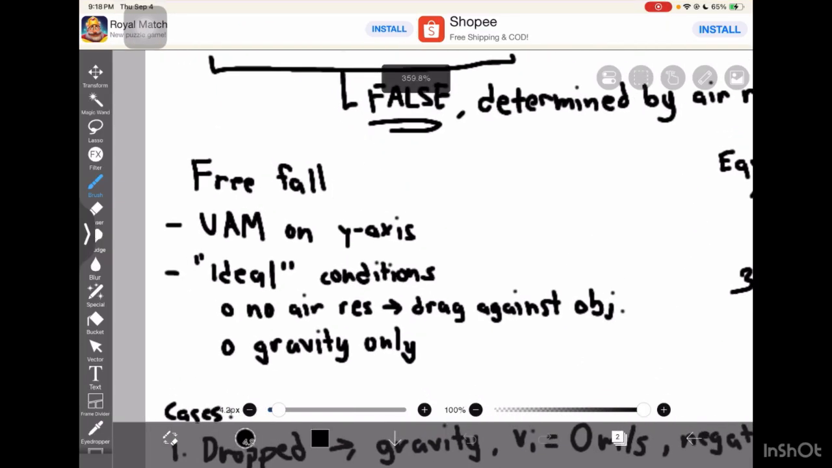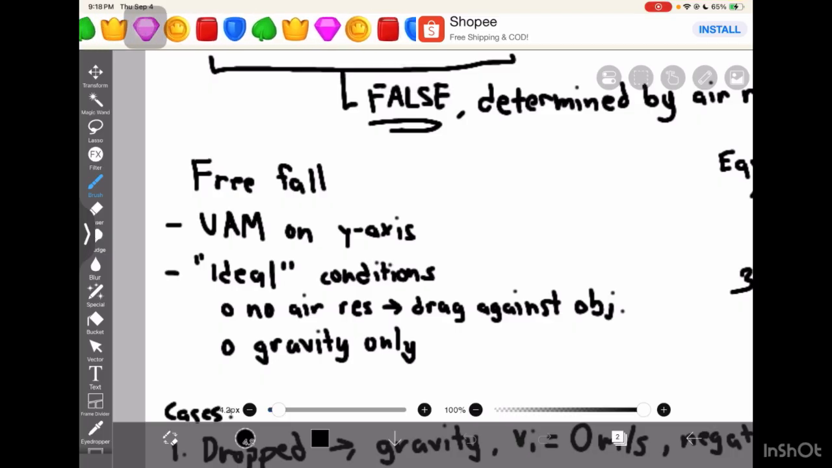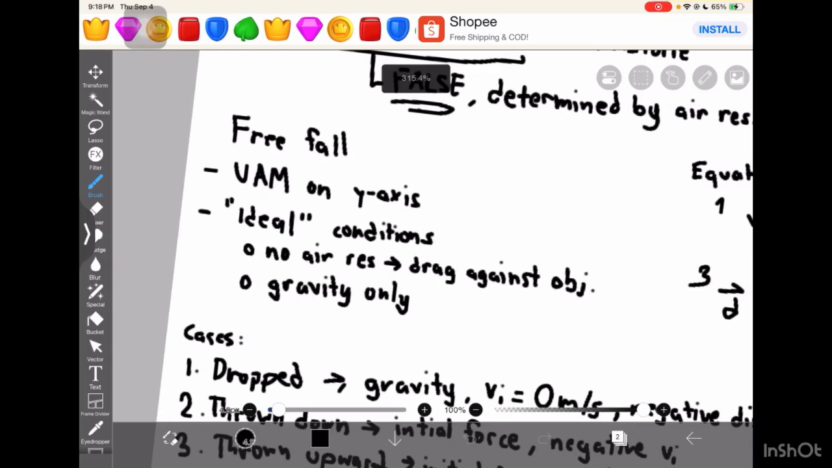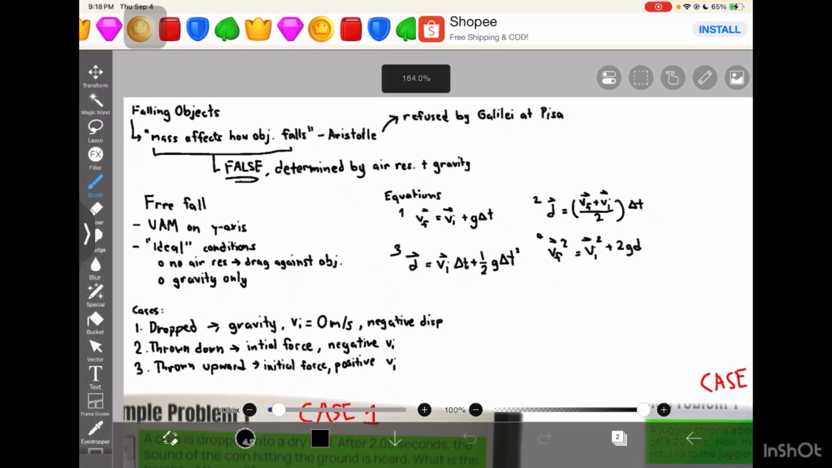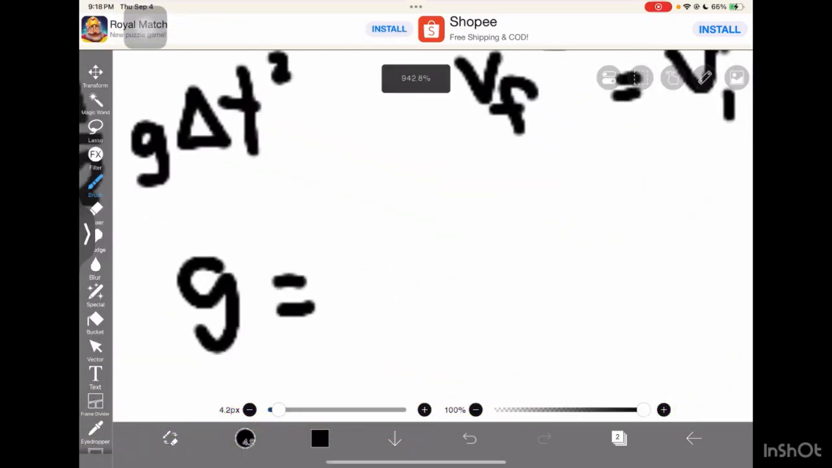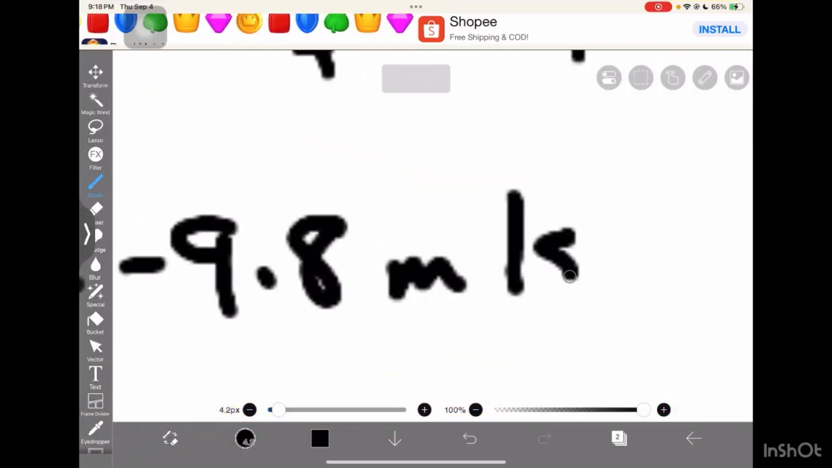So free fall is basically UAM on the y-axis, and with ideal conditions, which we will assume for all problems, there is no resistance, which is no drag against the object, and it's only gravity, which is very ideal. But we want to simplify things. If we accounted for air resistance, we'd be talking at a college level. So here are our equations, and they seem quite familiar. They look like our UAM equations because they are. You just replace the a with a constant called g. g is equal to negative 9.8 meters per second squared.